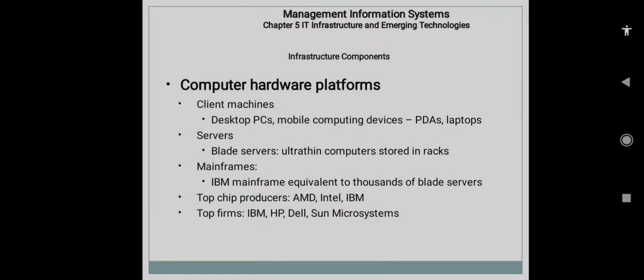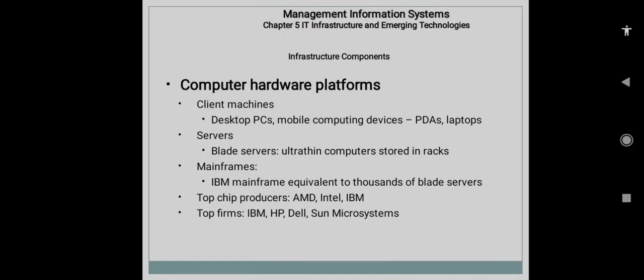Computer hardware platforms: client machines, including desktop PCs and mobile computing devices such as PDAs and laptops; servers, including blade servers, or ultra thin computers stored in racks; and mainframes, where an IBM mainframe is equivalent to thousands of blade servers. Top chip producers are AMD, Intel, and IBM. Top firms are IBM, HP, Dell, and Sun Microsystems.